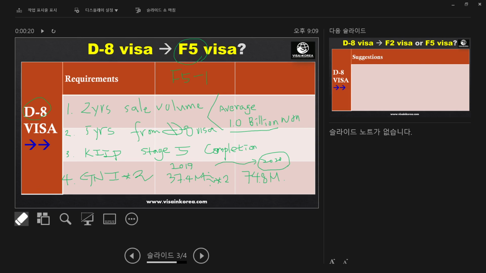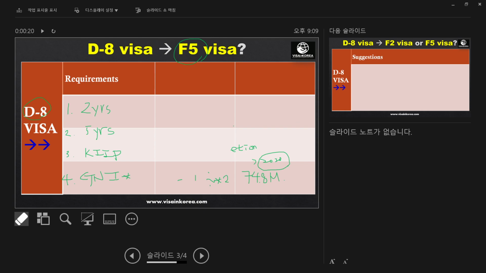And what is the next one? Next, the visa type, the same as the other things. Wait a minute. Okay. So there is F5-16, but it is actually from, if you got the F2-7, right? So this is if you got the F2-7.